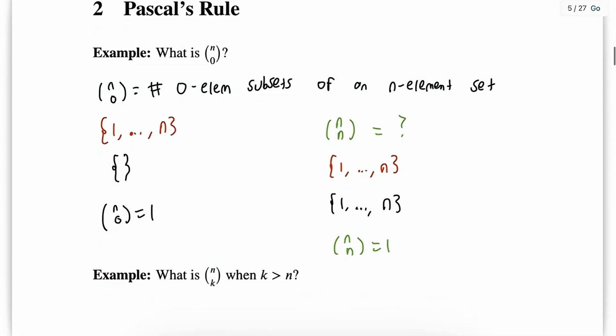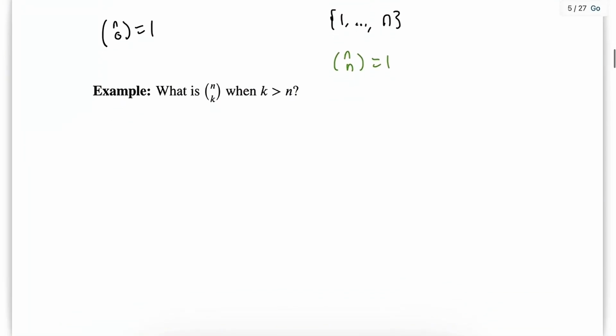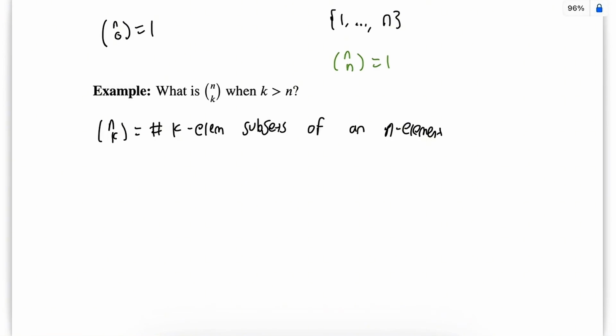Okay. What is n choose k when k is larger than n? This, I think, is also best seen by just expanding out the definition. n choose k is the number of k-element subsets of an n-element set. But k is larger than n, so something's a bit fishy here, right? Let's think about some set with n elements. How can we make a subset from this that has k elements?